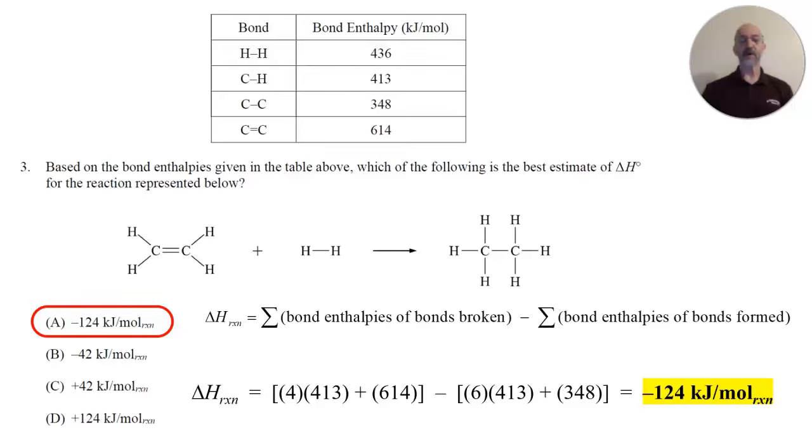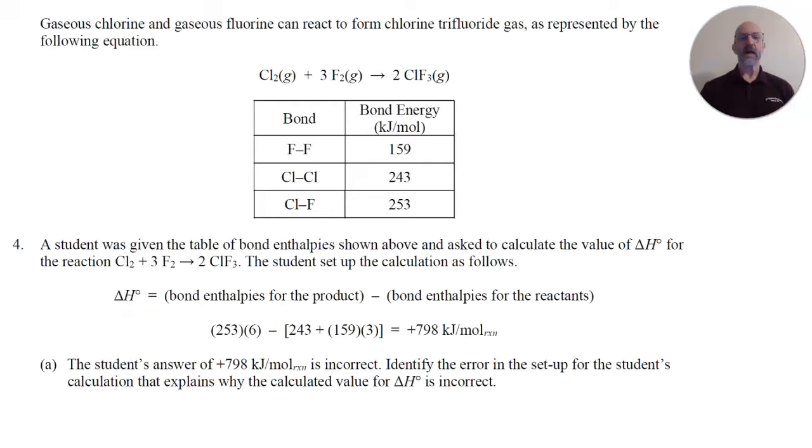And now let's take a look at question 4. In question 4, we are given information about a chemical reaction between chlorine and fluorine. It says gaseous chlorine and gaseous fluorine can react to form chlorine trifluoride gas as represented by the following equation. So in this equation, I can see that 1 molecule of Cl2 reacts with 3 molecules of F2 to produce 2 molecules of ClF3. And we are also given bond energy values for fluorine-fluorine, chlorine-chlorine, and chlorine-fluorine.